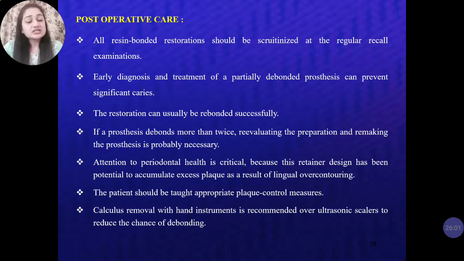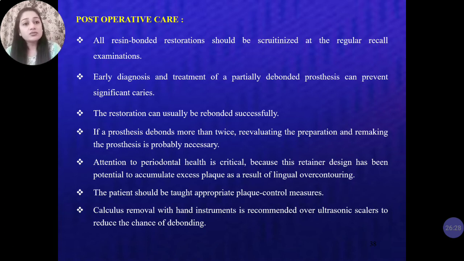The early diagnosis and treatment of a partially debonded prosthesis can prevent significant caries. Since the margins are overhanging and they are not completely covering the tooth structure, secondary caries are more prone to happen at the margins of such a prosthesis. The restoration can usually be rebonded successfully if we find and diagnose it at an early stage.